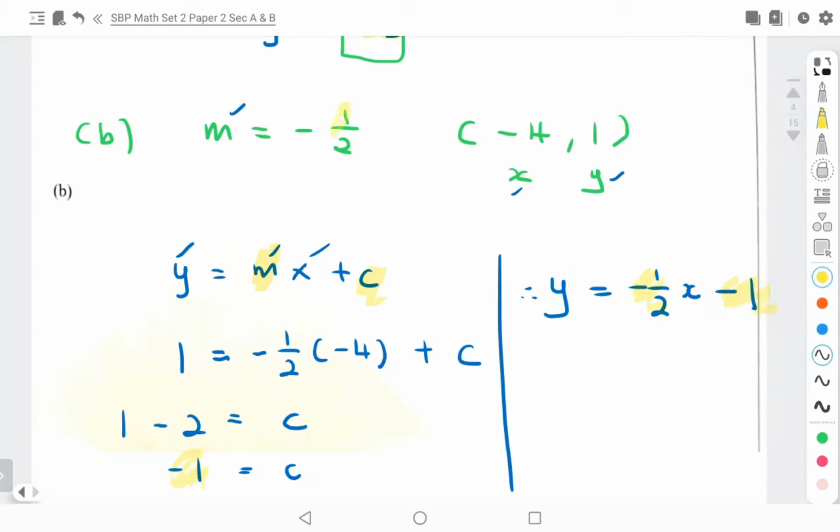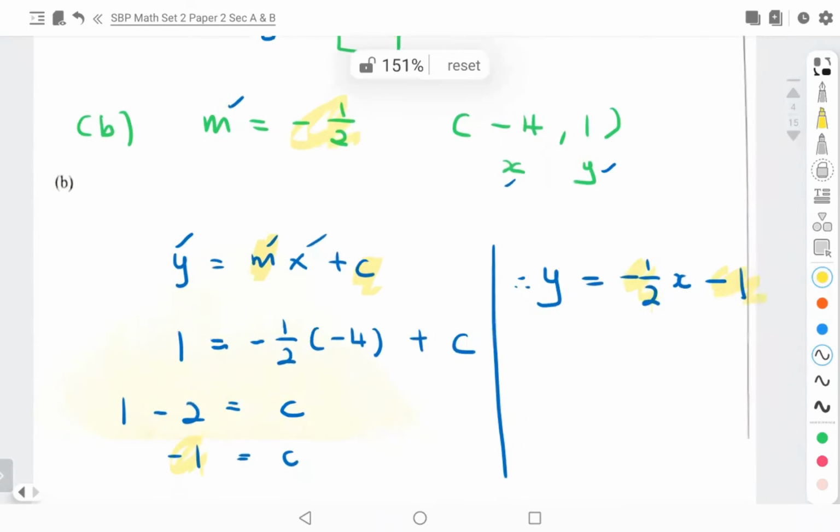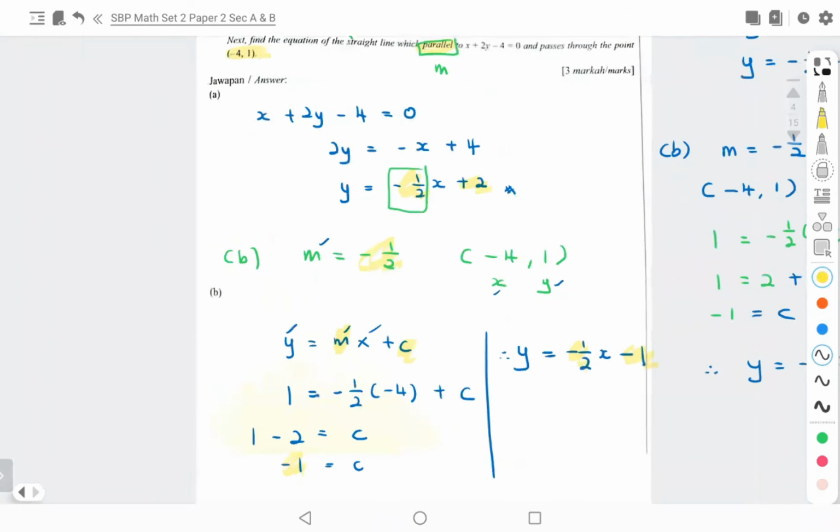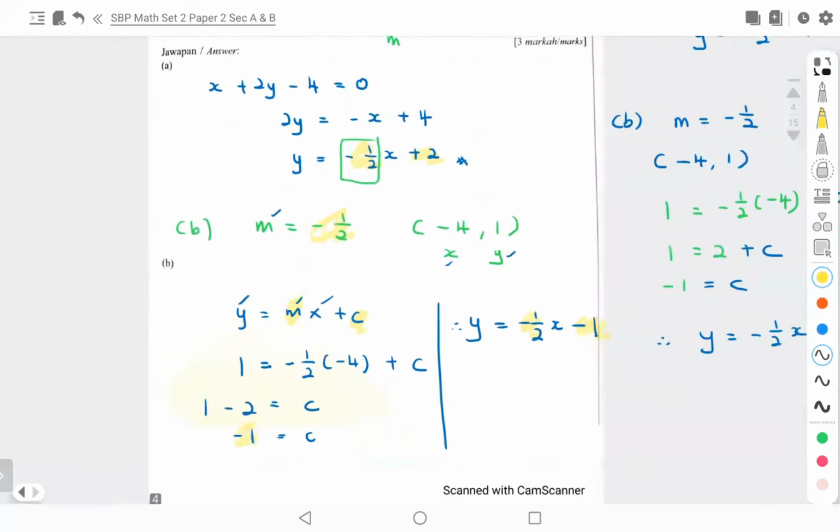Okay, here, -1/2 is referred to here. Parallel, same gradient. Yeah, parallel, same gradient. So this is about straight line equation. A different y-intercept with a different value because it is a different line. C equal to -1.